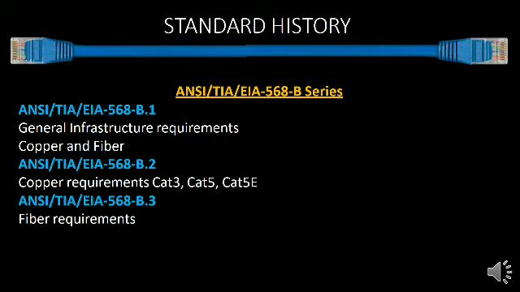ANSI/TIA/EIA 568B.1, General Infrastructure Requirements, copper and fiber. ANSI/TIA/EIA 568B.2, Copper Requirements, Category 3, Category 5, and Category 5E. And ANSI/TIA/EIA 568B.3, Fiber Requirements.